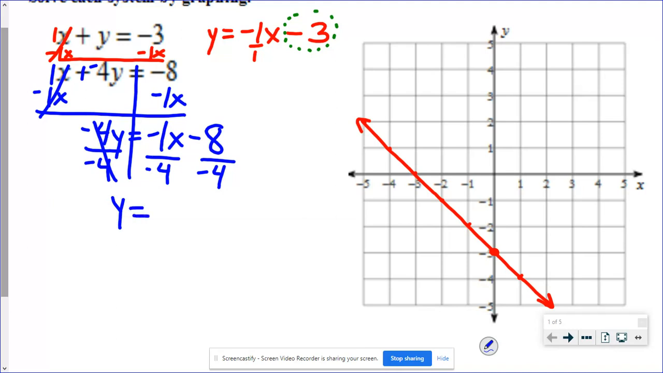So negative 1 over negative 4, same signs, is going to give you a positive 1/4. There's my x. And a negative 8 divided by negative 4 is positive 2. So that means I'm going to start at positive 2. And my slope is 1/4, which means up 1 and over 4. But then I run out of space and I'm moving away from that first line that I graphed. So let's move backwards then. Let's go down 1 and left 4. And that's going to hit right there.